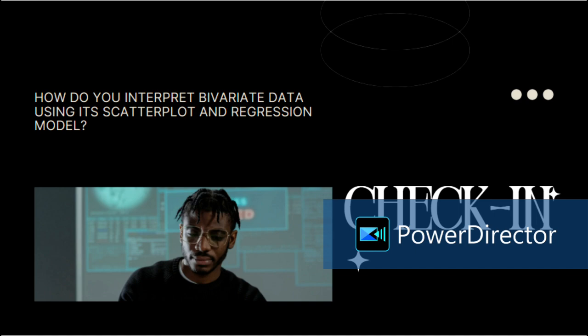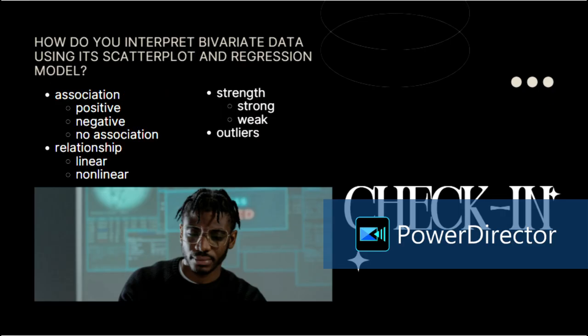Here's a check-in. How do you interpret bivariate data using its scatter plot and its regression model? You look at association. Is it positive, negative, or no association? Relationship. Is it linear or nonlinear? Strength. Is it strong or weak? And remember, you can have a nonlinear relationship and a strong strength if it's following a pattern, just not a linear pattern. And outliers. This information you want in your notes. I'm going to put it in mine.